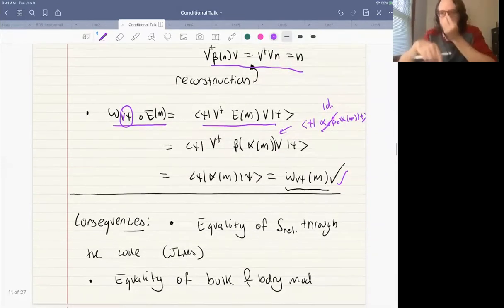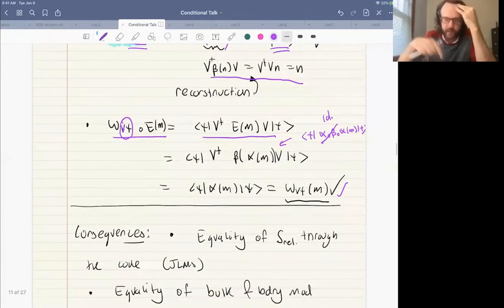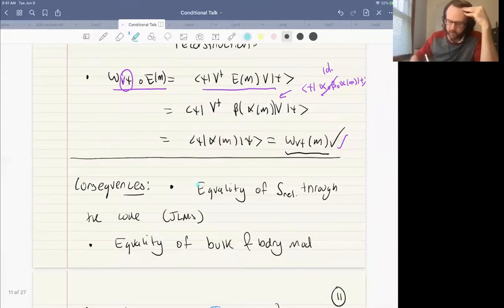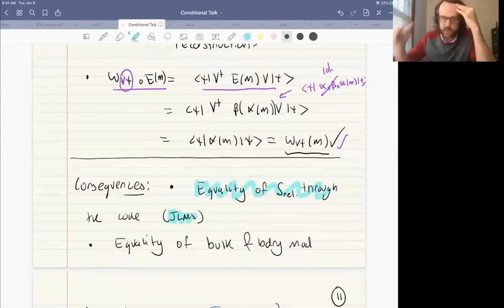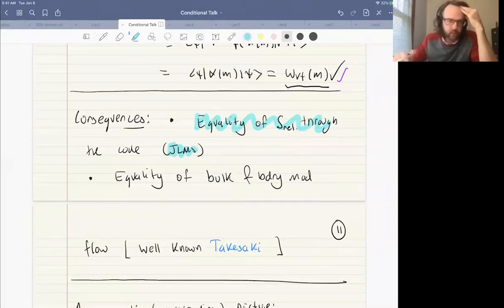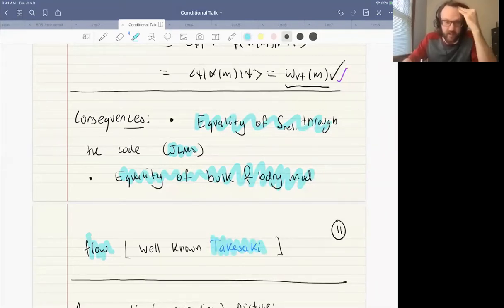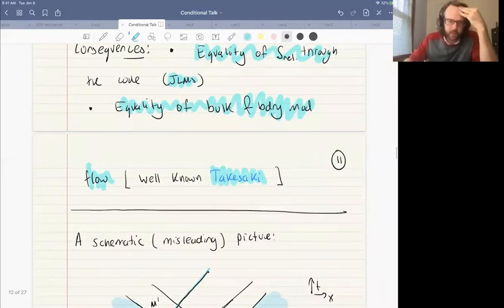All right, so this is just some mathematical structure. It's convenient to introduce because now we can just Google search for conditional expectation, and then we can see all the results that there are, and there's actually quite a lot. So for example, now we understand all these properties like the equality of relative entropy through the code, which is this JLMS condition. That's sort of well known for a long time. You can look it up in a book by Petz or something. If you have this conditional expectation, then that's sort of trivially true. You also have this equality of bulk and boundary modular flow, which is something that I've exploited a lot in the past. And this is just a well-known consequence of the theorem by Takesaki in the 70s, I think, when you have this conditional expectation.